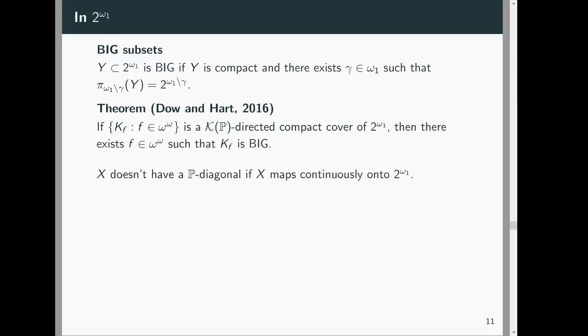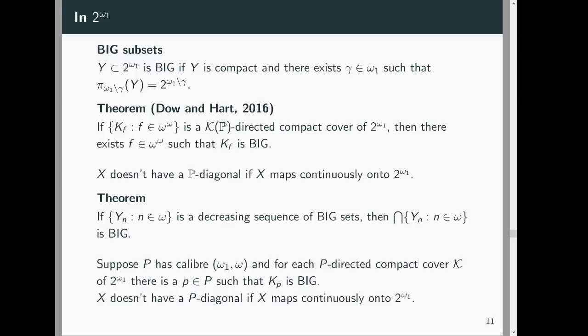But if this assumption is true, then if you have X mapping continuously onto 2^ω1, X cannot have a P-diagonal. So basically, that's where the contradiction is. From the big space you get a compact subspace which has a P-diagonal, but this subspace is mapped continuously onto 2^ω1. So by the second line here, you have a contradiction. So that's where the idea works.